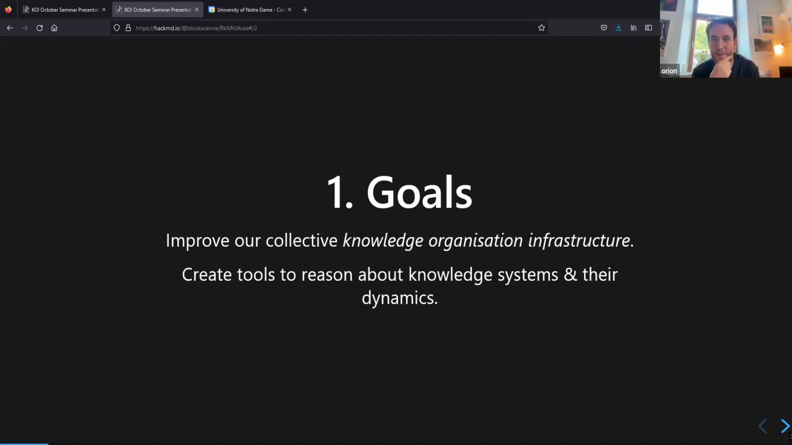So I think the goals here, this is the lightest slide by far, is to improve our actual knowledge organization infrastructure in technical terms and things we're actually building, and along with that to create better tools to reason about these kinds of knowledge systems in general and the dynamics of those systems.